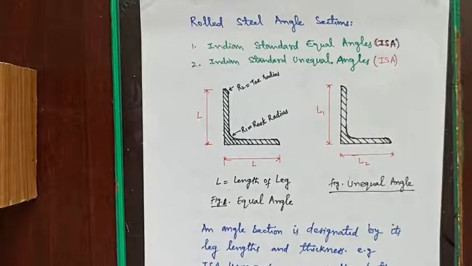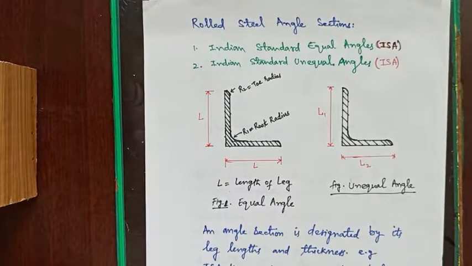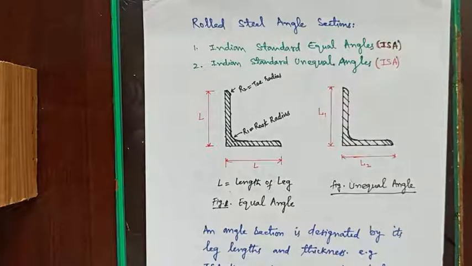Now we have rolled steel angle sections. In this case, we have two angle sections available, that is Indian Standard Equal Angles (ISA), and Indian Standard Unequal Angles, also denoted by ISA. An angle section is designated by its leg length and thickness.